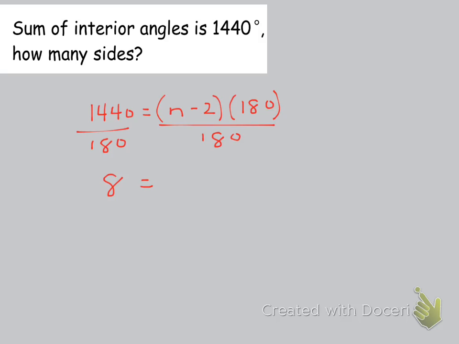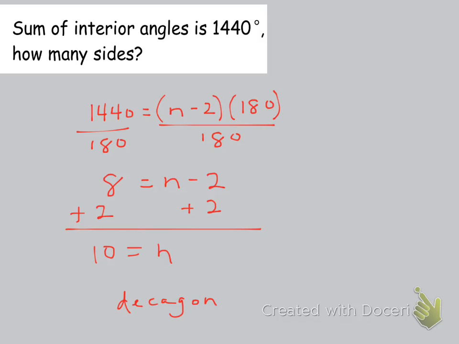So then you have 8 is equal to n minus 2. Again, add 2 to both sides to get n by itself. And now you're going to have 10 is equal to n, and n is the number of sides. So what kind of shape do I have? Yeah, this is a decagon. All right? So that's how you can use that formula forward and backwards in order to figure out the number of sides or to figure out the sum of the interior angles.